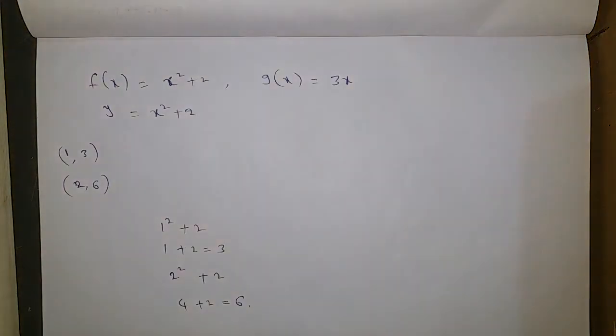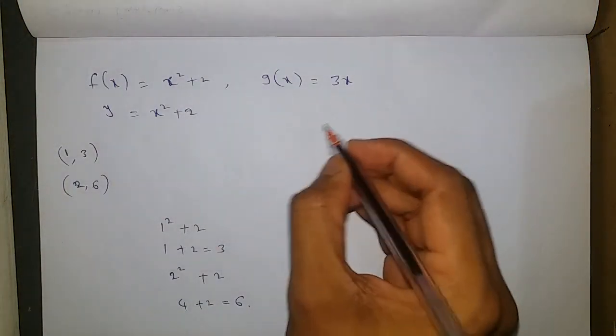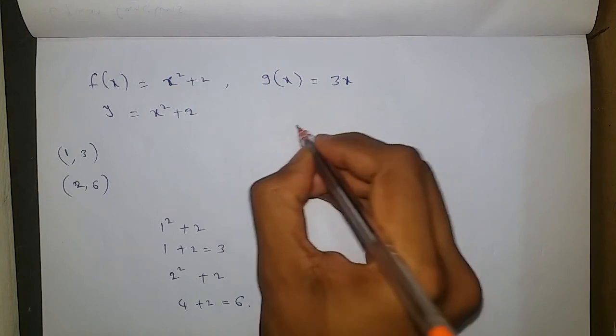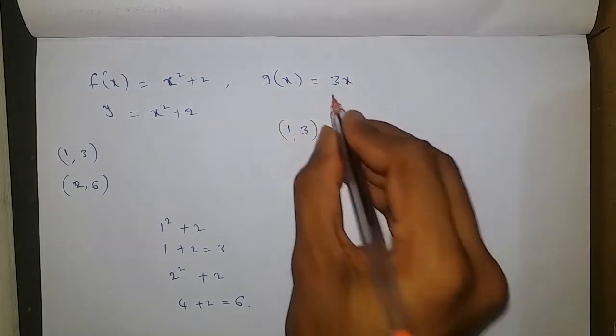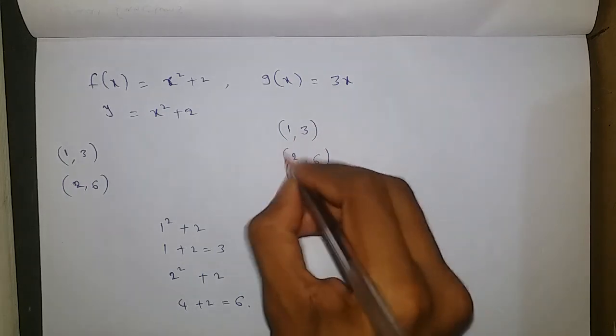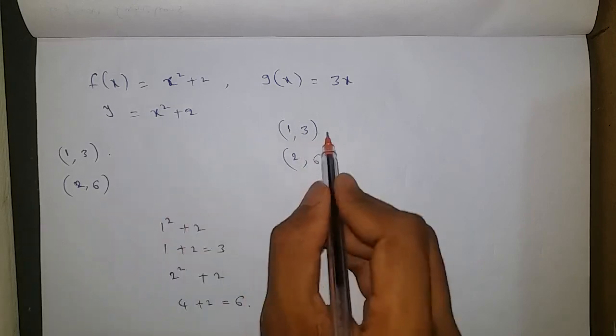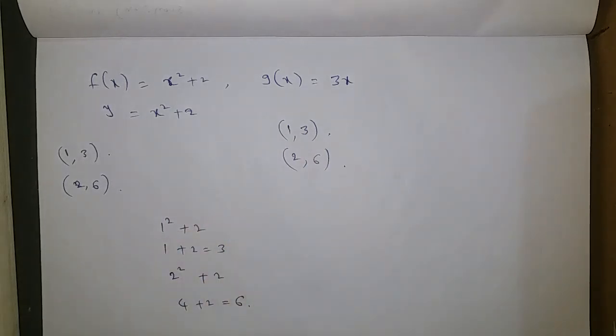Now let us check the same for g of x also. First I am substituting 1. 3 into 1 is 3. Then I am substituting 2. 3 into 2 is 6. Here 1 gives 3, here 1 gives 3, here 2 gives 6, here 2 gives 6. So these two functions have the same domain and codomain so far.